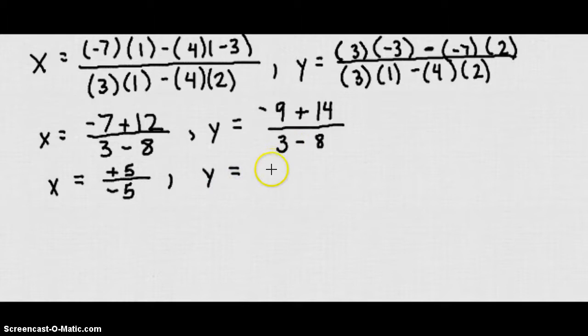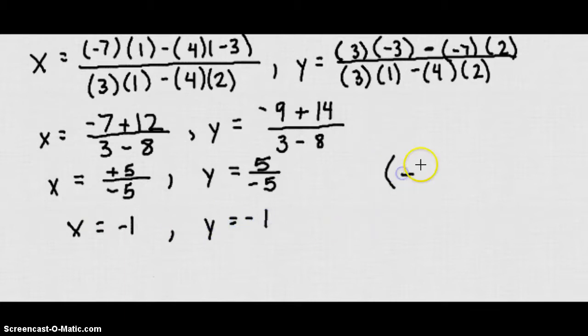For y, we get positive 5 over negative 5. So then for x, we get negative 1. For y, we get also negative 1. So we have the point at negative 1, negative 1, and that is our solution using Cramer's rule. Alright, so let's look at one more.